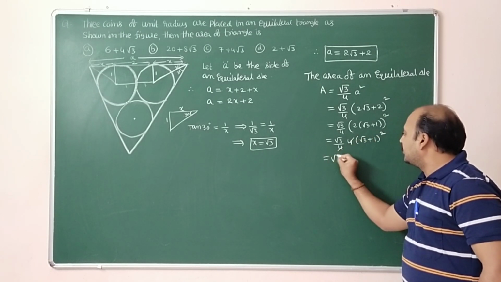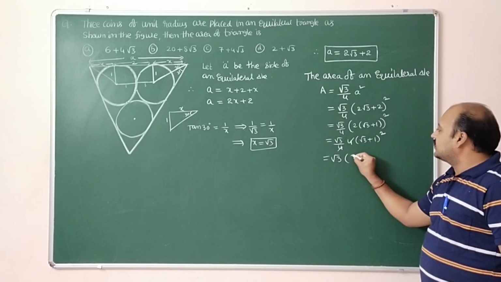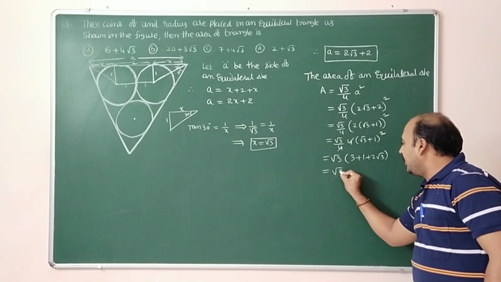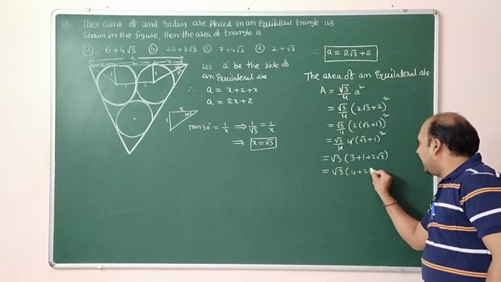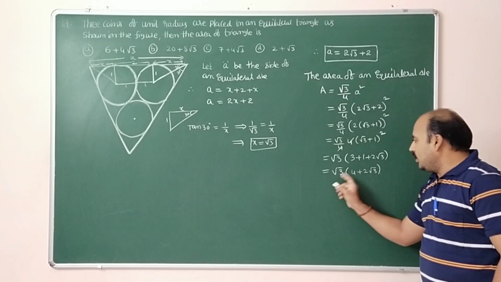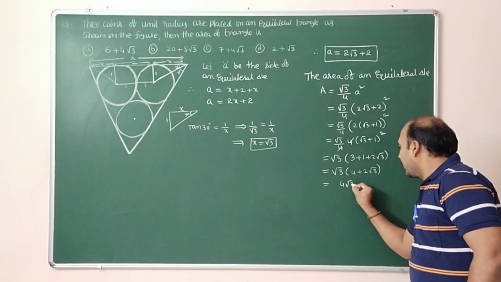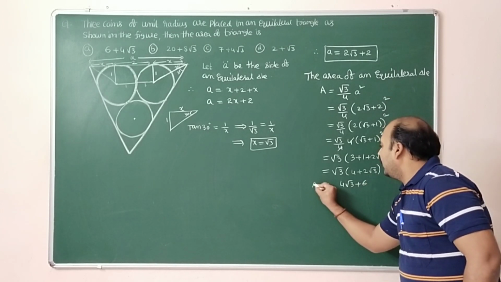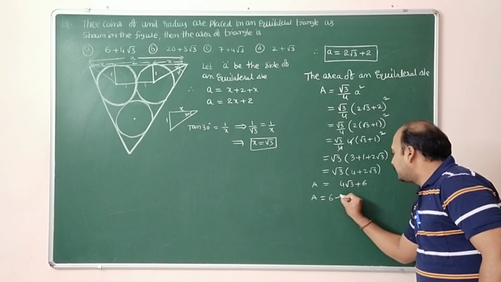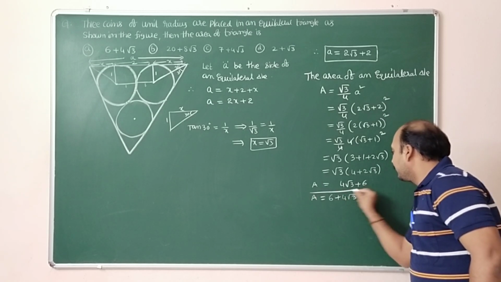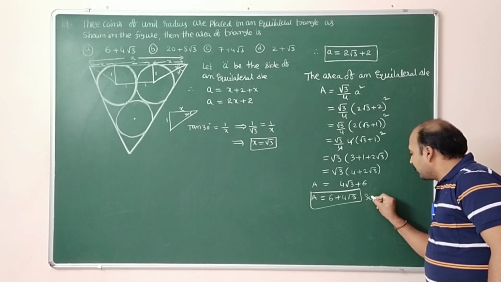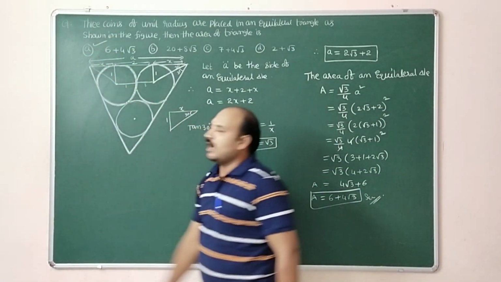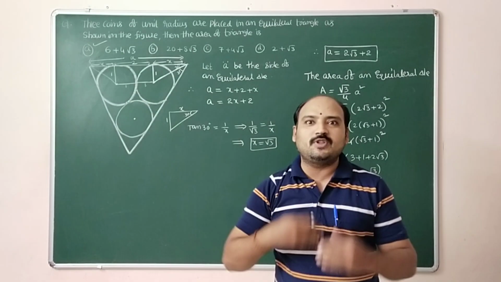4 gets cancelled. Root 3 into the expansion of a plus b whole square, 3 plus 1 plus 2 root 3, which is equal to root 3 into 4 plus 2 root 3. 4 into root 3, 4 root 3, plus root 3 into root 3 is 3, 3 into 2, 6. Therefore, the area of the equilateral triangle is 6 plus 4 root 3 square units. So which is there in the first option. I hope everyone understood, dear students. We'll move to the next question.